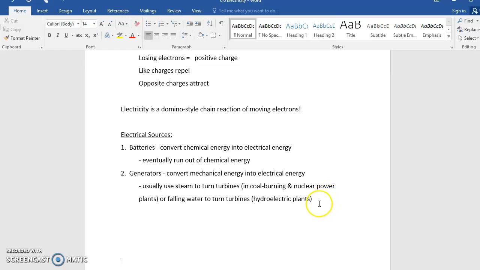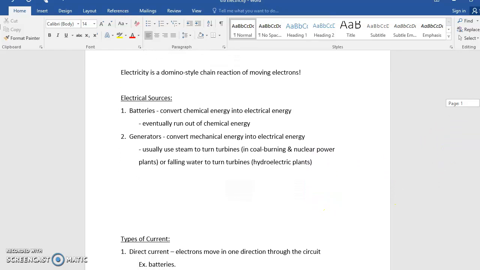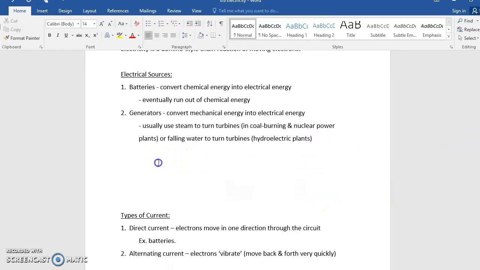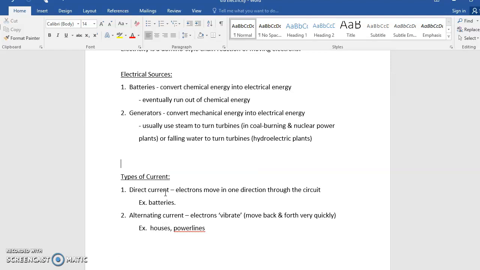But it's an interesting little comparison there. Okay, and then you can just use falling water to make the turbines move. That would be like a hydroelectric dam, and like geothermal energy too. There's a couple other ones, but those are the two big ones. Okay, so we're making electrical currents.